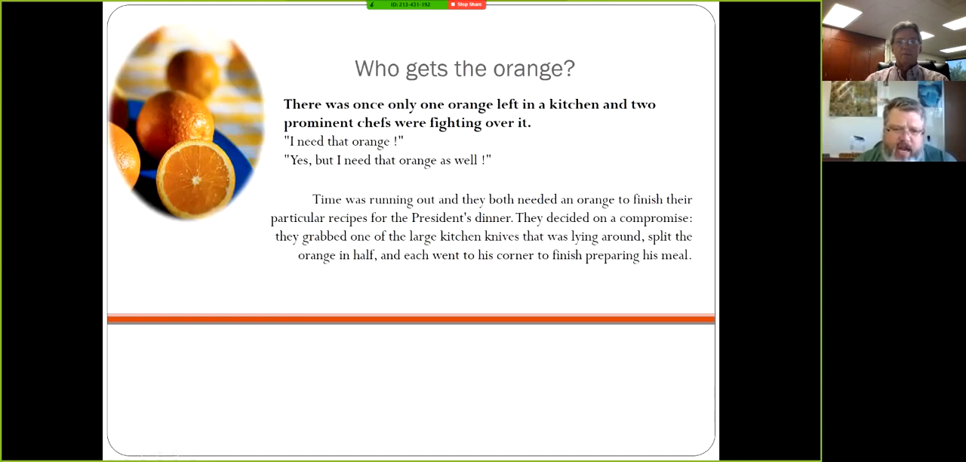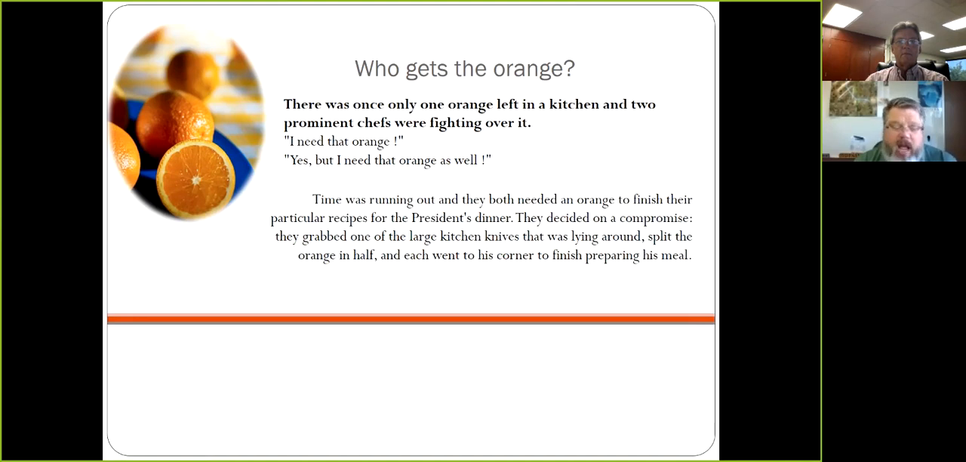Here's another good example, a classic story, one of the stories they use in teaching individuals how to do interest-based bargaining. This is the classic story of two chefs in a kitchen. They're down to one resource, an orange, and as you can imagine, very strong-willed individuals who are obviously very good at their profession both desire that orange, and you can see the debate. I need the orange, no, but I need the orange.